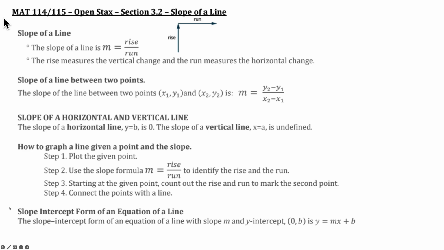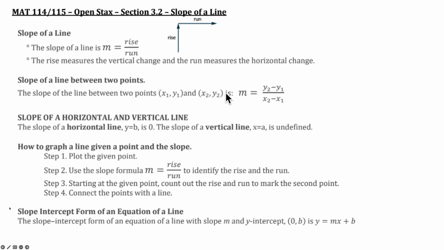Section 3.2, we're going to start talking about the slope of the line, and we started to see this change in y, that's our rise, and your change in x is your run. So we're measuring the vertical change over the horizontal change. The slope between two points is second y minus first y over second x coordinate minus first x coordinate, and it doesn't matter which order you put these points in.